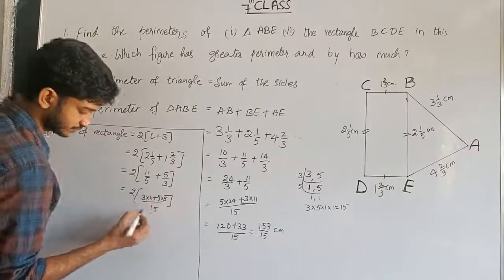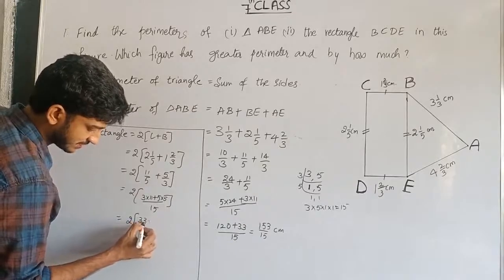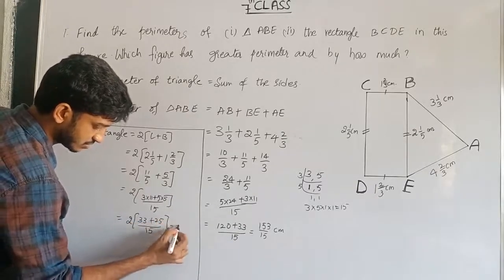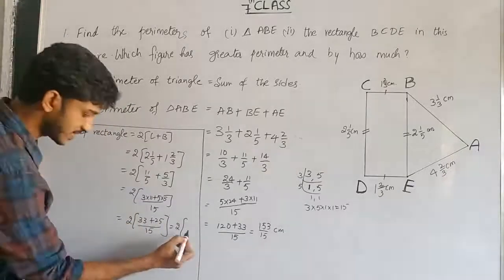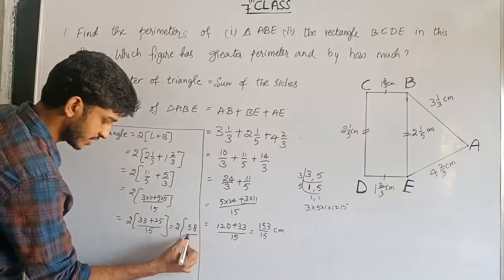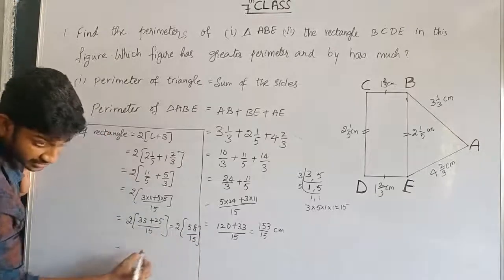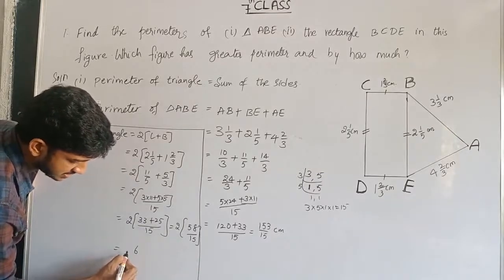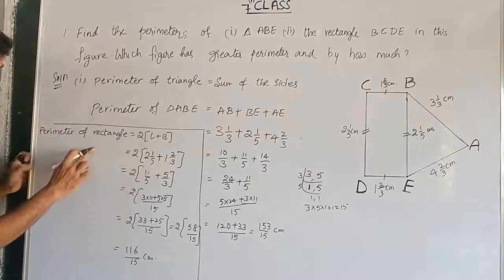into 5, that equal to 2 into 3 11s are 33 plus 5 5s are 25 by 15, that equal to 2 into 33 plus 25, 3 plus 5 is 8 and 58 by 15, that equal to 2 into 58 means 2 8s are 16, 2 5s are 10, 10 plus 1 is 11, 116 by 15 centimeters is the perimeter of the rectangle.